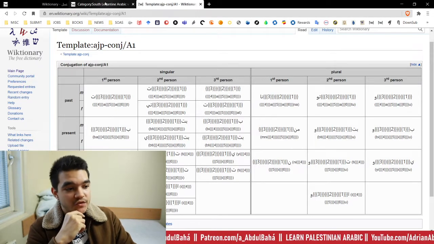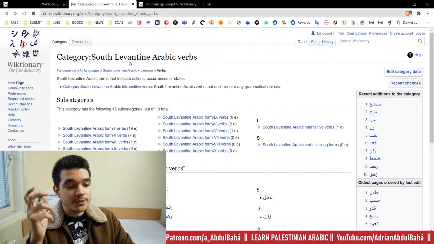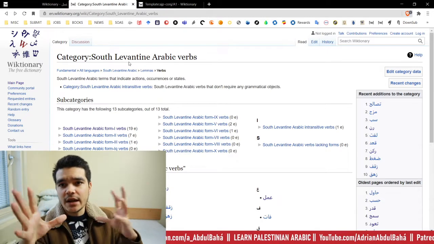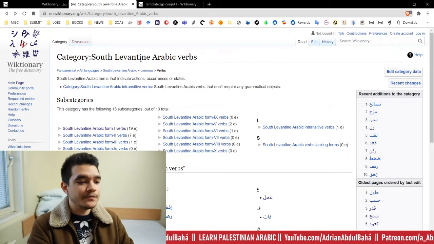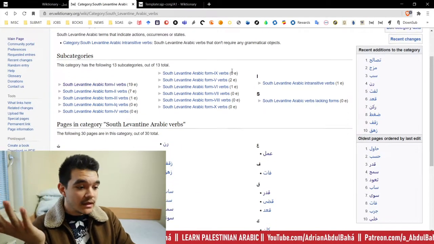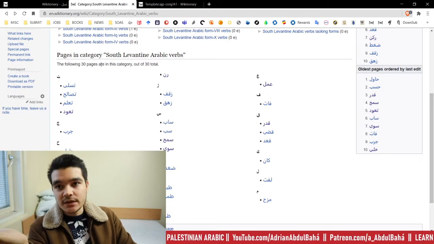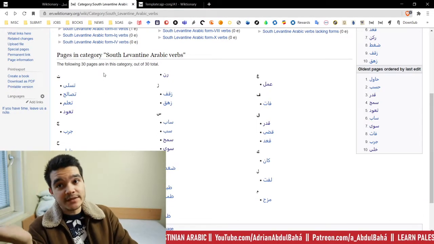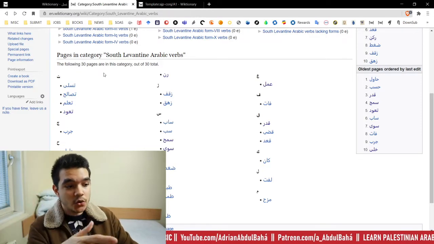Right now, this is the category page for all the South Levantine Arabic verbs. It's called that because it's Jordan and Palestine. It was already called that, I didn't have control over that. So it's South Levantine. And here it says there are 30 pages in this category. I made all of these because there was nothing. There was absolutely nothing for Palestinian Arabic or South Levantine Arabic on this website.